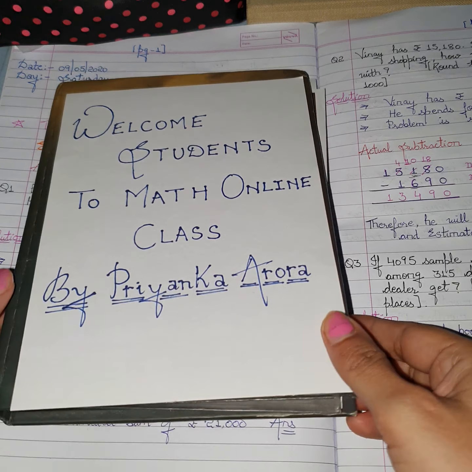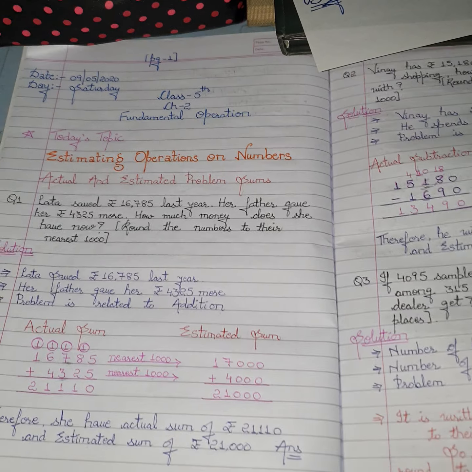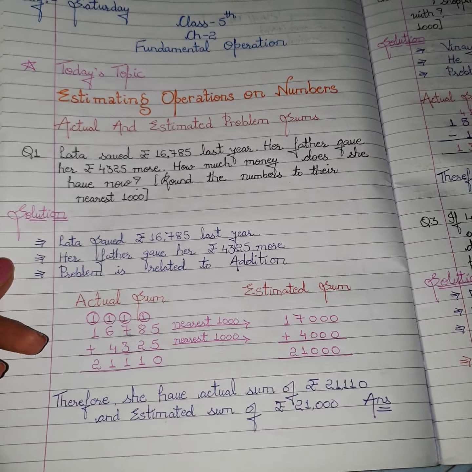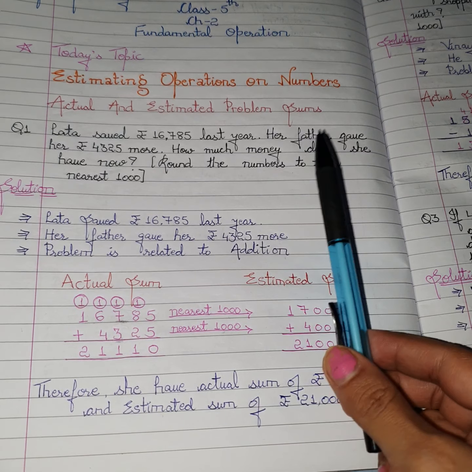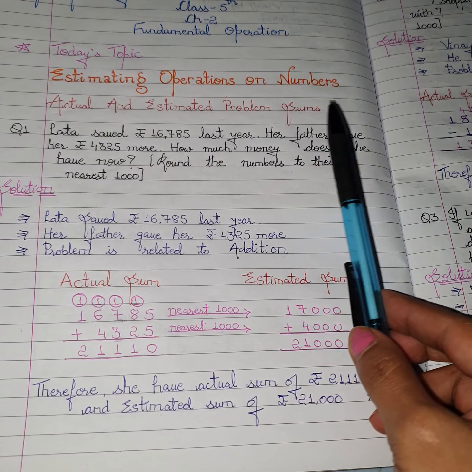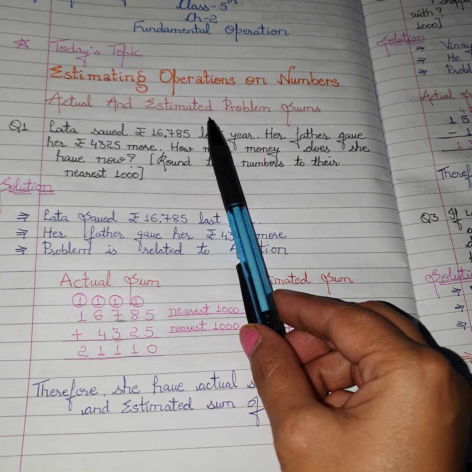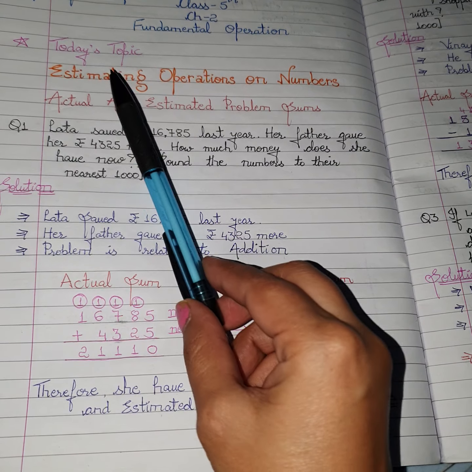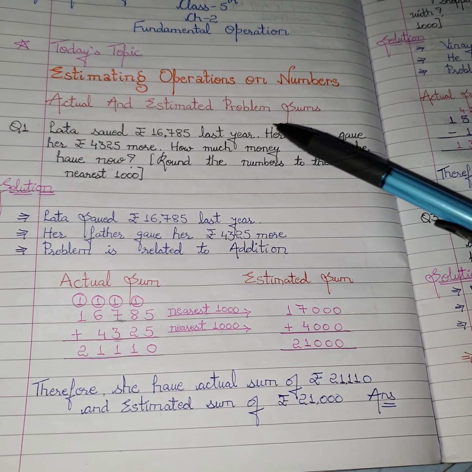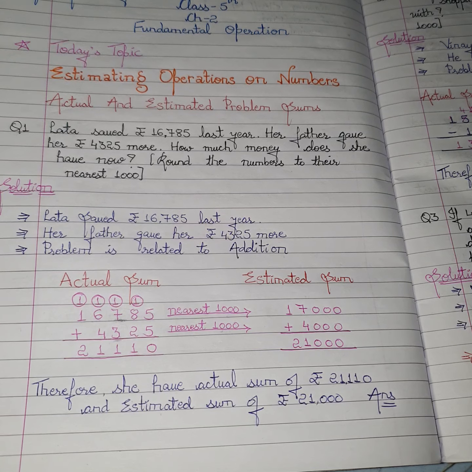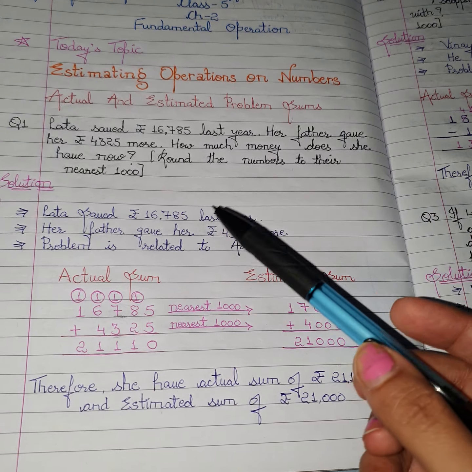So in my last two lectures I explained word problems related to fundamental operations. Today again we'll continue with the same topic, but there is one difference: these word problems are related to actual and estimated problem sums. So it is basically estimating operation on numbers. You are going to learn about 5 word problems today. Let's begin with the very first word problem.